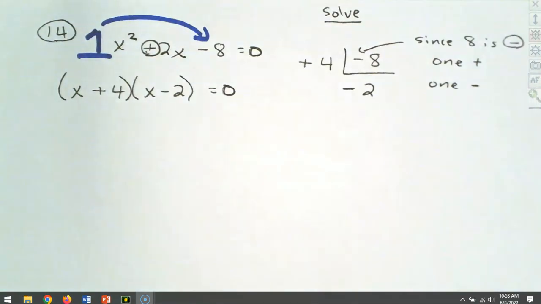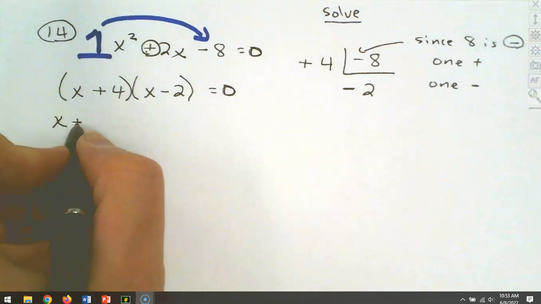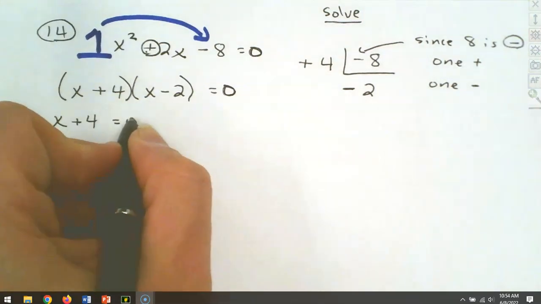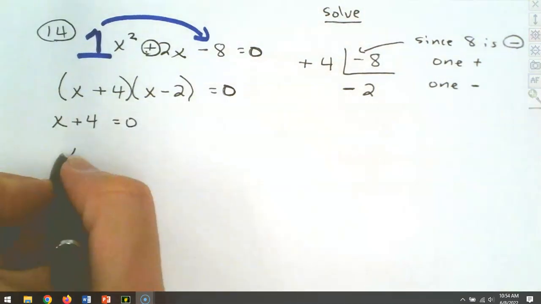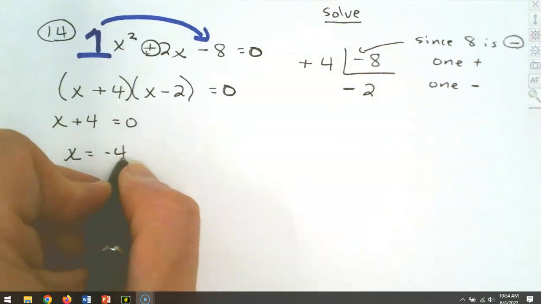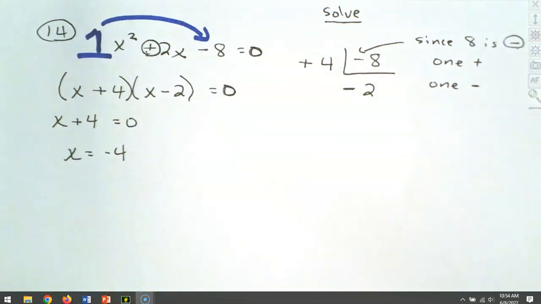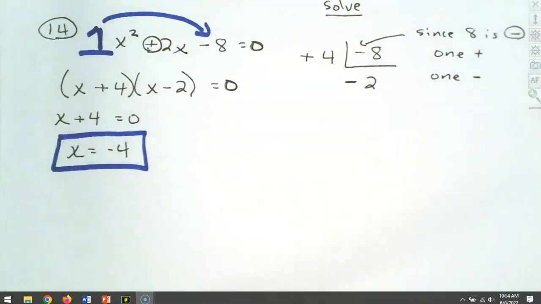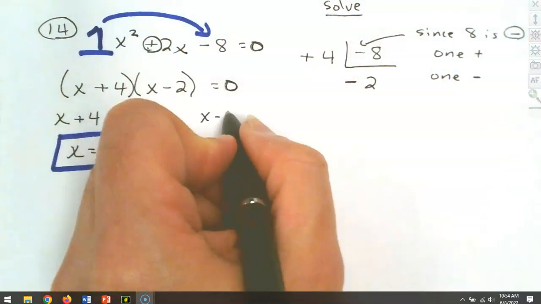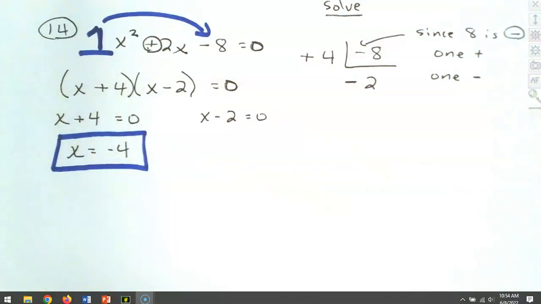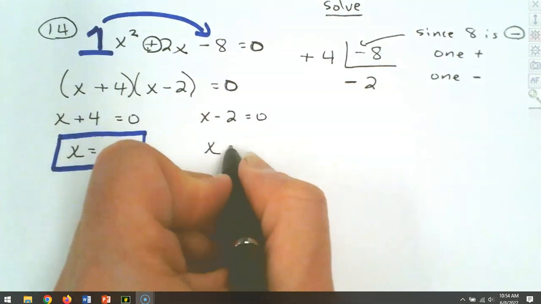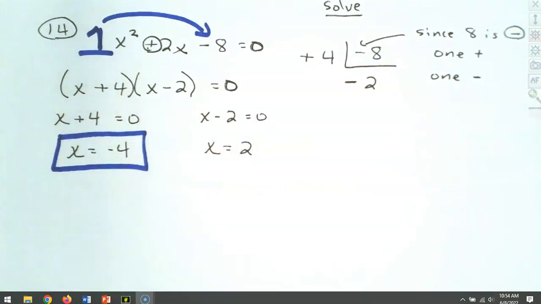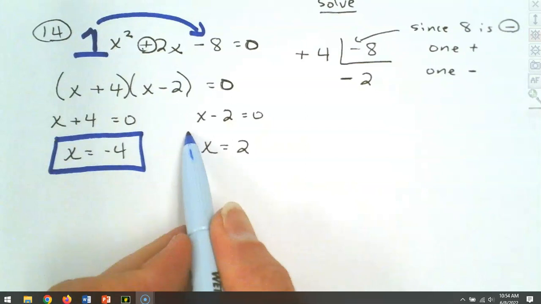So now we can finish it. Set each part to 0. So x plus 4 equals 0. Move that 4 over. That gives you your first solution, which is x equals negative 4. x minus 2 equals 0, so move that 2 over. So x equals a positive 2.